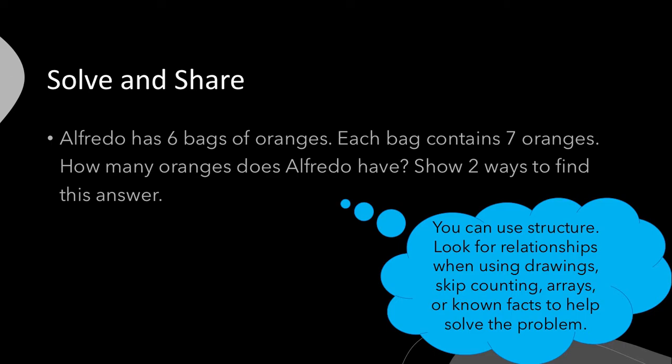So, the first thing you could do is definitely use repeated addition. So 6 plus 6 plus 6 plus 6 plus 6 plus 6 plus 6, right? You have 6 bags of oranges and you have 7 in each. So you would be adding 6, 7 times. When you add those over and over again, you would get 42.